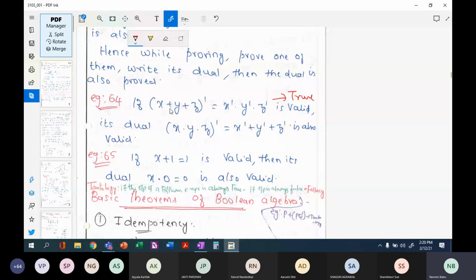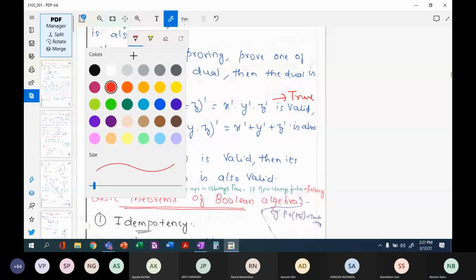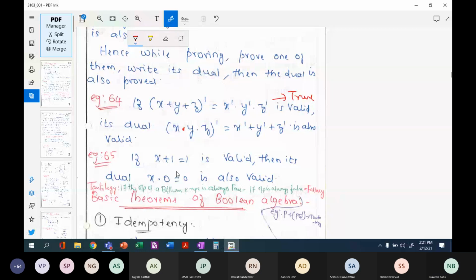What will the duality say? Change this plus to dot, this plus to dot here, and similarly this dot convert to plus, this dot convert to plus, then these two expressions will also be valid. Please note, only if the above expression is true.